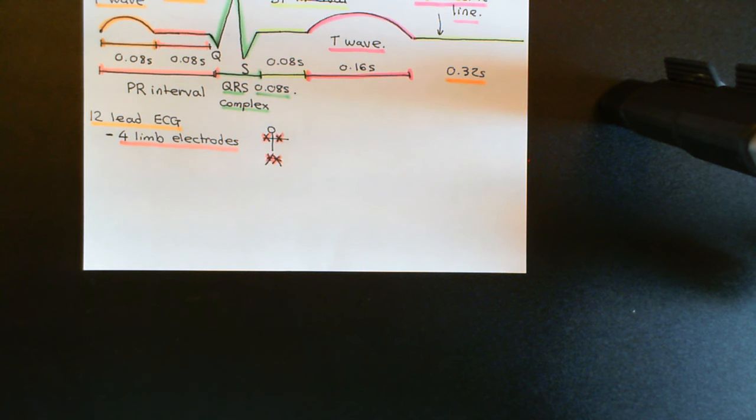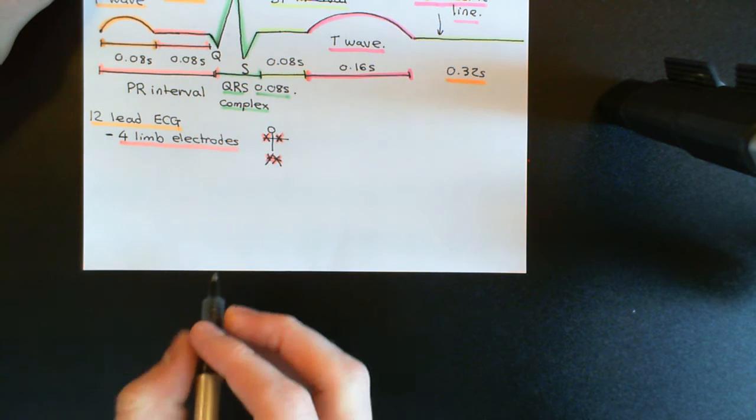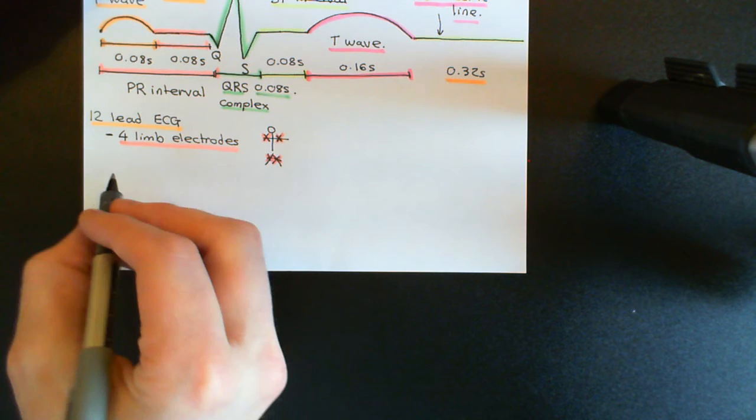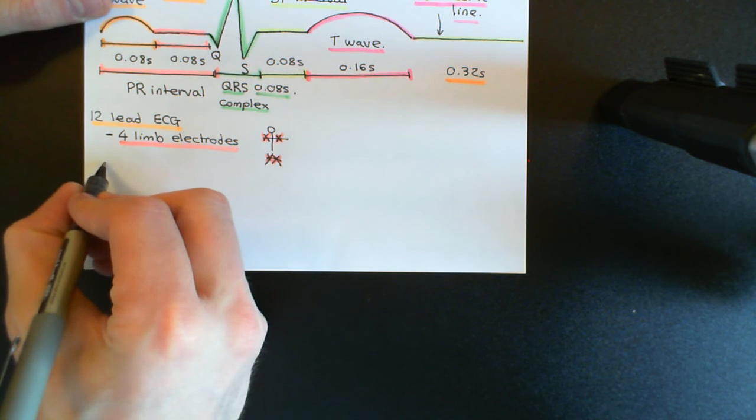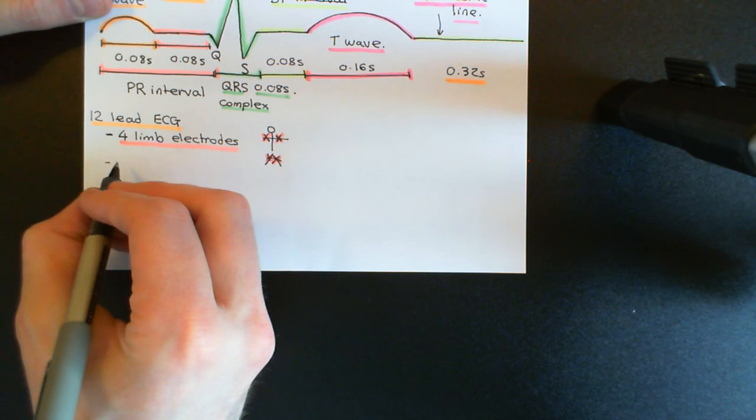So where you put the electrodes will slightly change the amplitudes of the different waves of the ECG, but it won't actually change the pattern. So you can put your electrodes on the 4 limbs here. Those are the 4 limb electrodes, and I'll discuss what we're going to use those for in a moment.